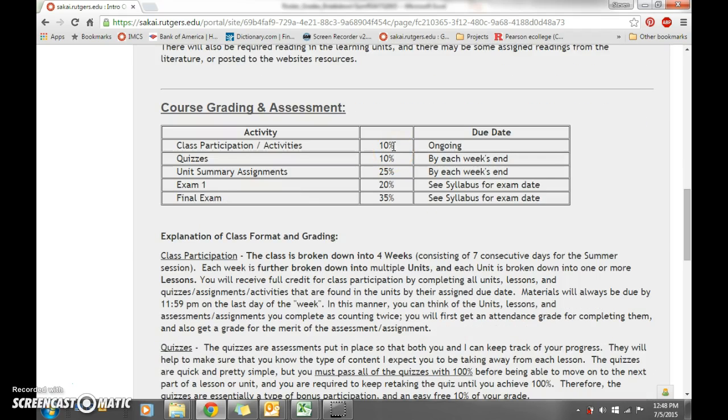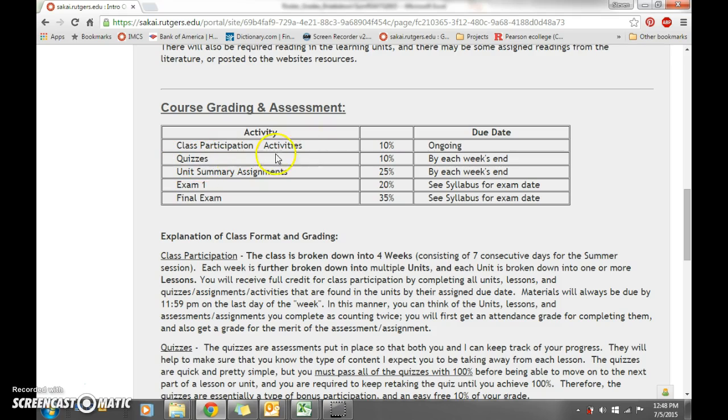Here's how the class grading is broken down. So you'll go through the weeks and units, the units and lessons of each week. And by completing each one of those things, you will get a point, basically, or a check mark for each thing that's due for a week. So if you complete all your requirements for each week, then you will get full class participation credit for that week. And so by completing everything, you get an easy 10% of your grade.